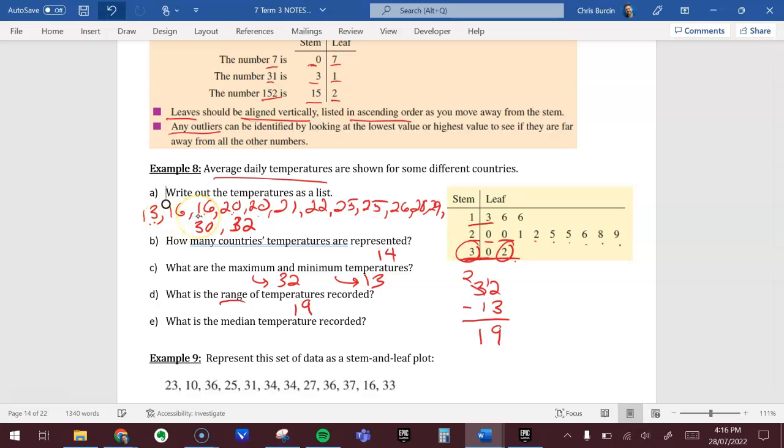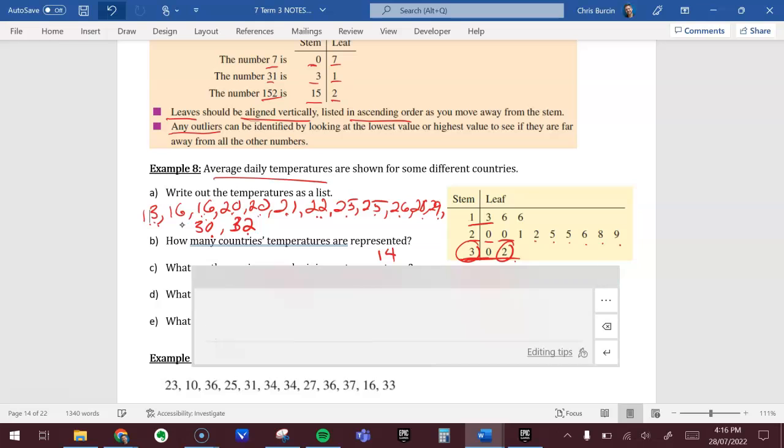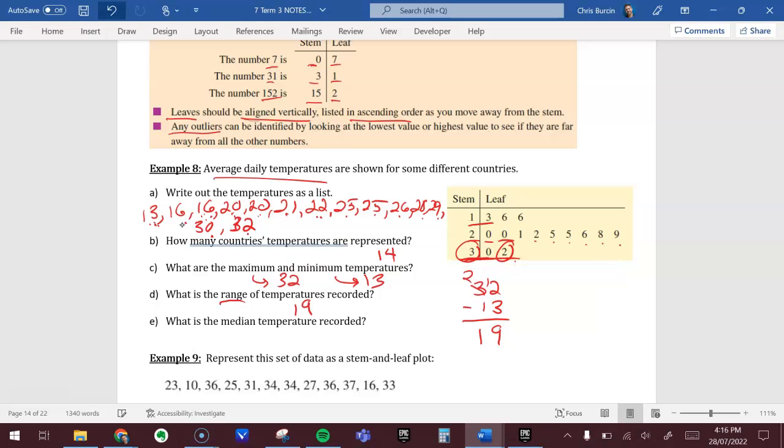1, 2, 3, 4, 5, 6, 7, 8, 9, 10, 11, 12, 13, 14. 1, 2, 3, 4, 5, 6, 7. 1, 2, 3, 4, 5, 6, 7. So it's actually these two. So the median is going to be in between those two. What we need to do is find the mean of those two numbers.